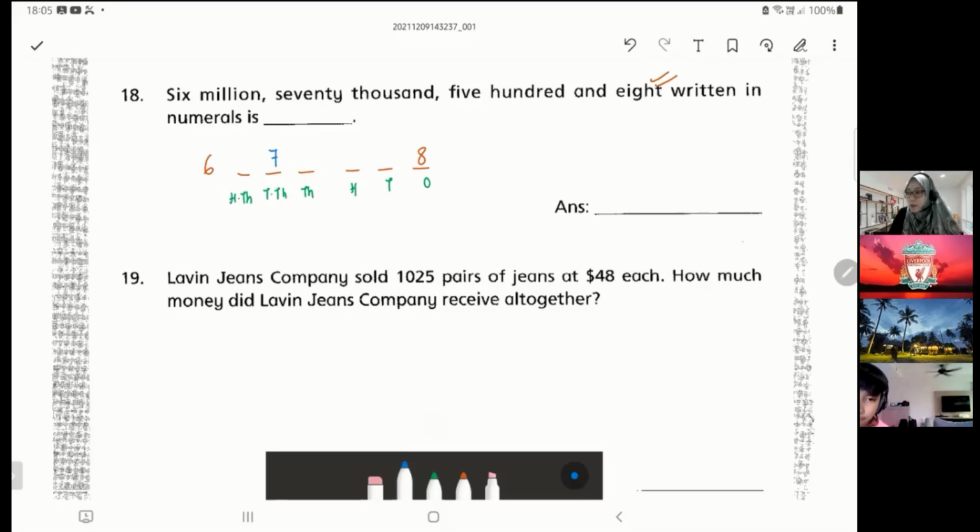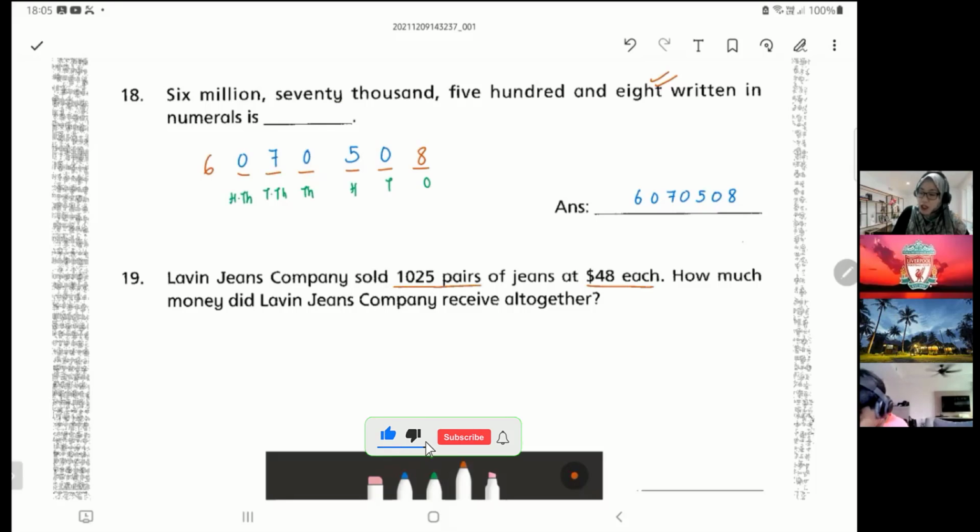So 70,000 will be here. Then 500 and 100 is here. All this will be 0 and 0. Okay, so the answer is 6,070,508. Next one. Levin Jeans Company sold 1,025 pairs of jeans at $48 each.